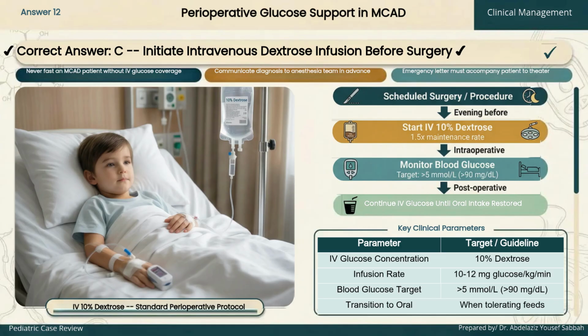The perioperative protocol involves starting intravenous 10% dextrose at 1.5 times maintenance rate the evening before surgery. During the operation, blood glucose must be monitored with a target above 5 millimoles per liter, which is above 90 milligrams per deciliter. Postoperatively, continue intravenous glucose until the child is tolerating oral feeds. The anesthesia team must be informed of the diagnosis in advance, and the emergency letter must accompany the patient to the operating theater. Option D is wrong because medium-chain triglyceride oil is contraindicated as these patients cannot oxidize medium-chain fats.